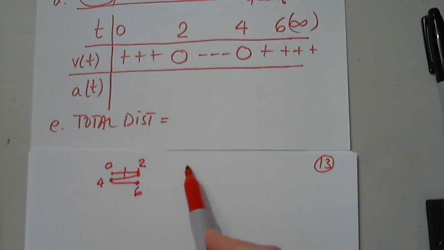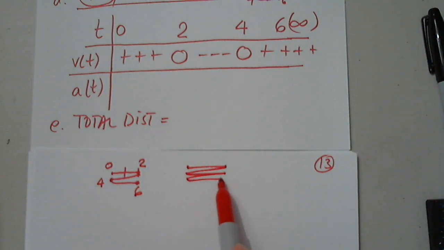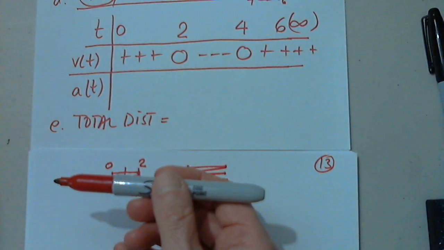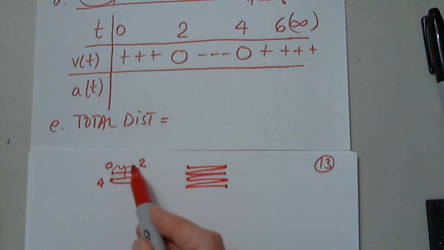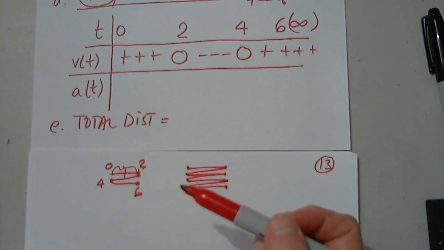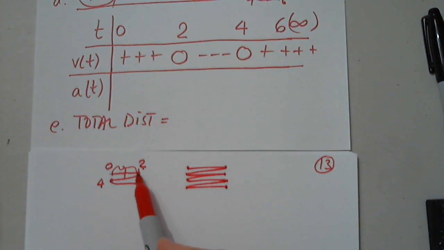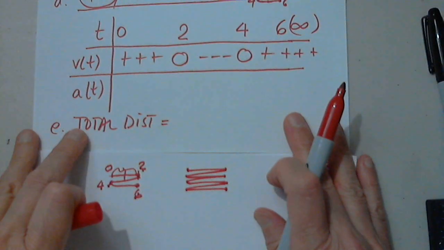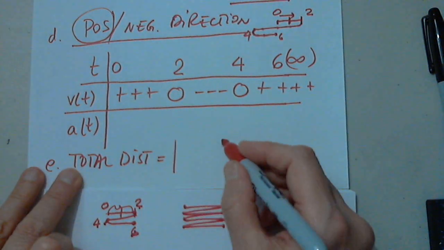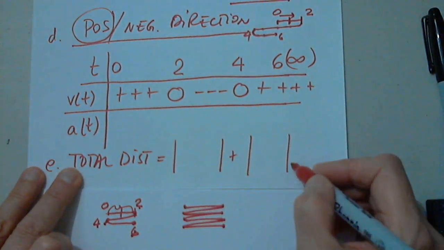It doesn't matter if I go from home to school and back, my odometer will add the distance. It's not going to subtract if I go back, right? So the distance covered between 0 and 2 plus the distance covered between the second 2 and second 4 plus the distance covered between 4 and 6. But I have to be careful because I need to add positive values.